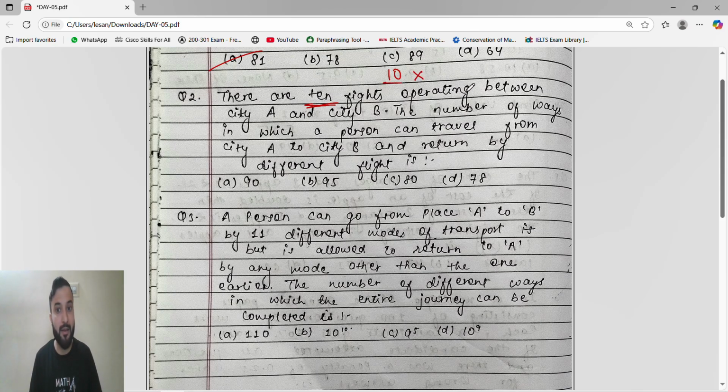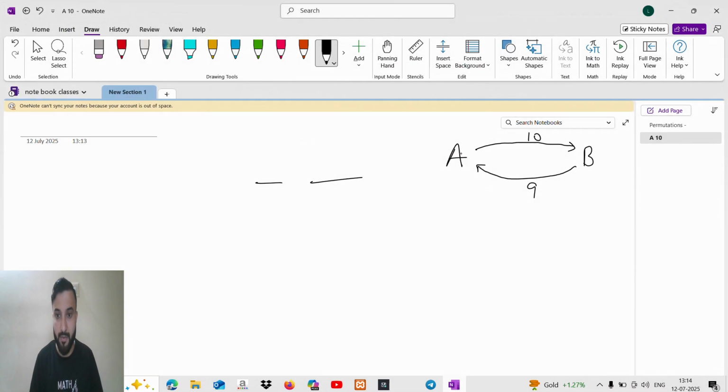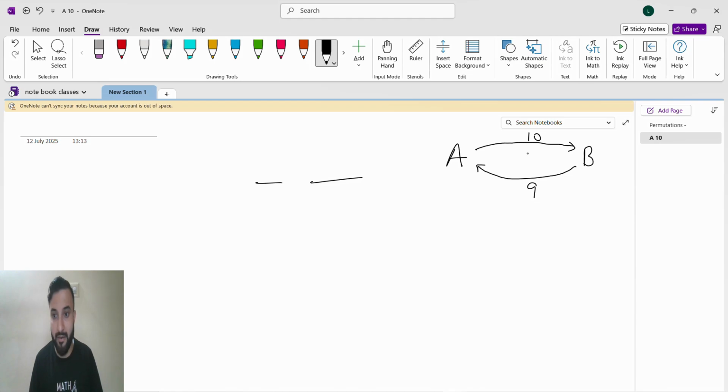And means multiply. It can travel from city A to city B, and means multiply, return by a different flight. By whichever flight it went, it will not take that flight, it will return by a different flight. So remaining is 9 ways. So 10 × 9, the answer is 90. It will go by 10 and, means multiply, it will come by 9. So 10 × 9, 90 is the answer.